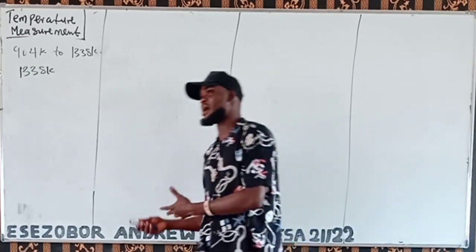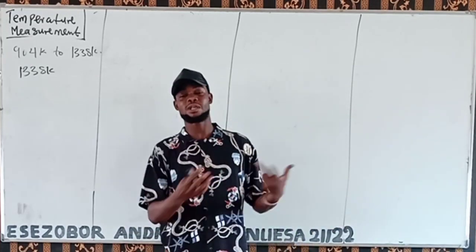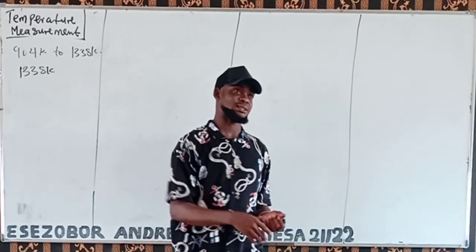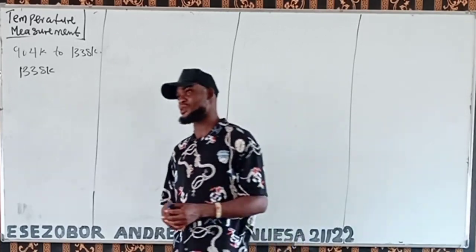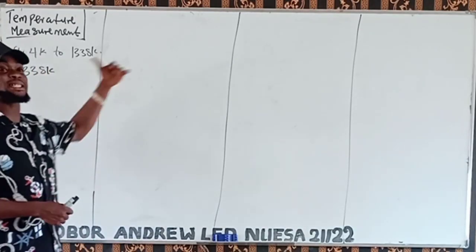So that's what we mean by the alcohol. The one that is made up of mercury is the mercury in glass. The one that is made up of alcohol is the alcohol in glass. Remember, alcohol has a boiling temperature of 78 degrees Celsius. So between these two temperatures, which one do you think will measure a higher temperature?